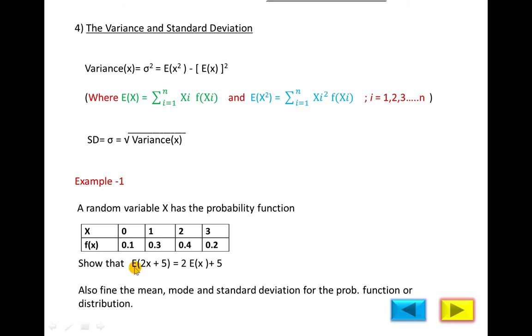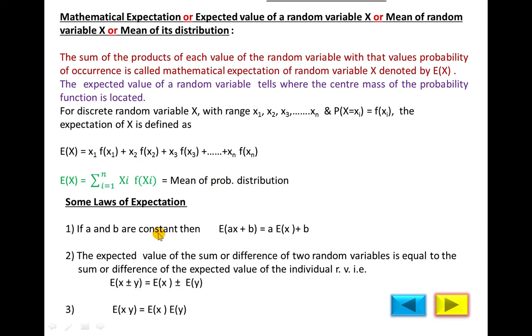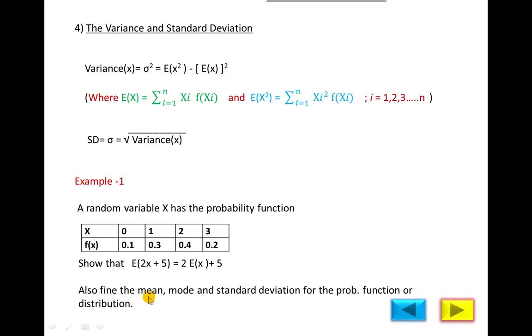Show that the expected value of 2x plus 5 is equal to 2E(x) plus 5. This is the first law: E(ax plus b) is equal to aE(x) plus b. Also find the mean, mode and standard deviation for the probability function or probability distribution.